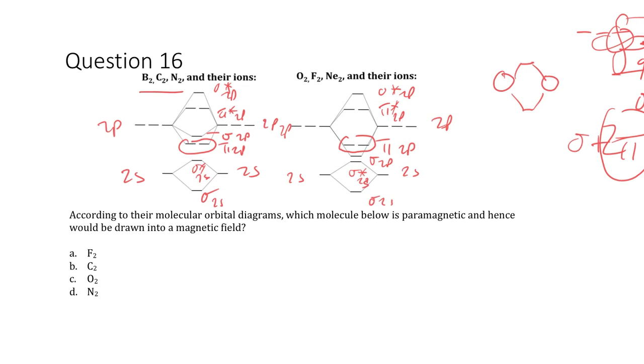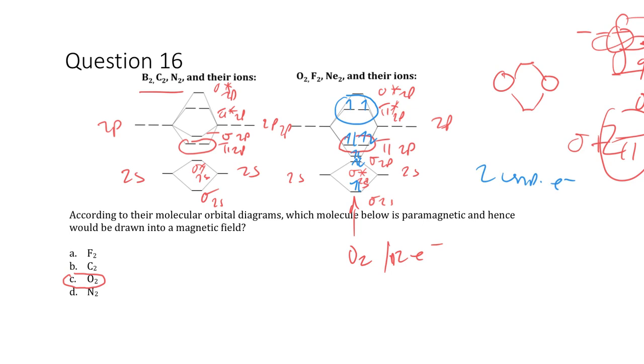According to their MO diagrams, which molecule below is paramagnetic and hence would be drawn into a magnetic field? Well, the answer is O2, because that's kind of why we're learning about MO theory. O2 actually has unpaired electrons. If we're filling O2 into this diagram, we're filling in 12 valence electrons. Let me go 2, 4, 6, 8, 10. Notice when I apply Hund's rule, I've got 2 more to go, so I don't spin pair those electrons and use 2 different orbitals. So I have 2 unpaired electrons, which should pull O2 into a magnetic field.